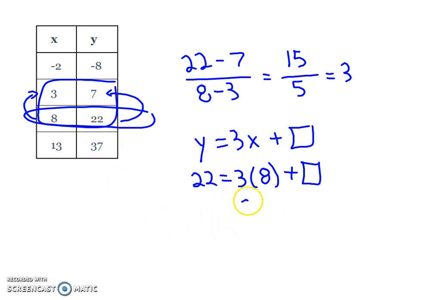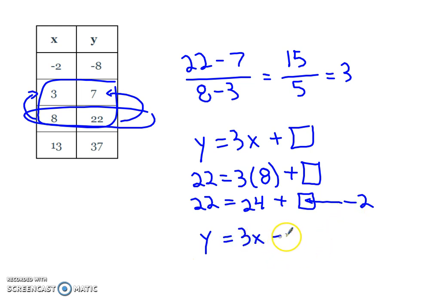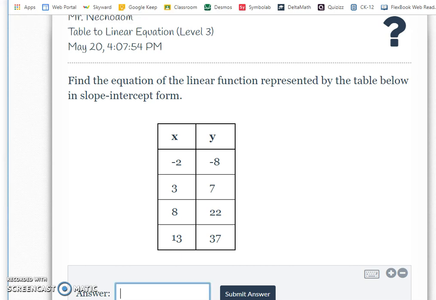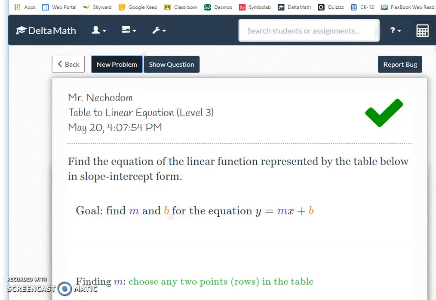Okay. So this is 24. What do you add on to 24 to get to 22? Well, it's going to have to be negative 2. So here's my equation. Y equals 3x, 3 is my slope, minus 2, and I'm done. So I'll type that back into Delta Math. Y equals 3x minus 2. And I'm good to go. Okay, hopefully that helps you.